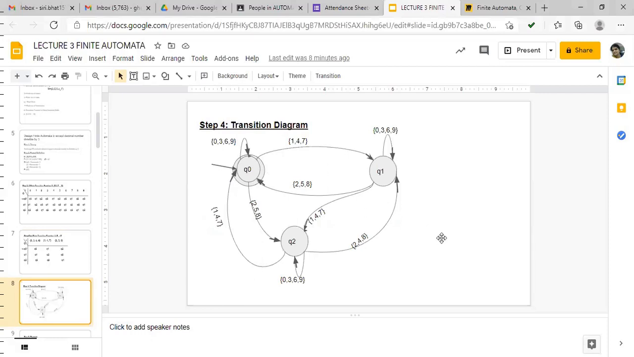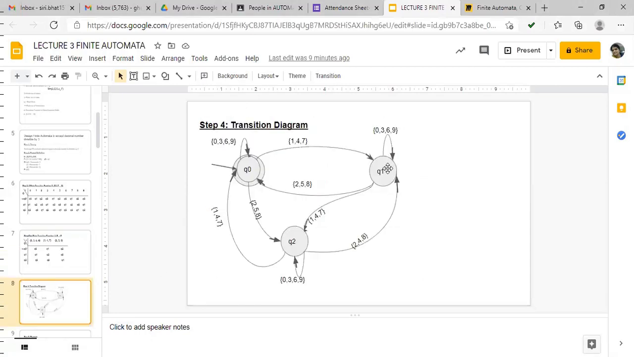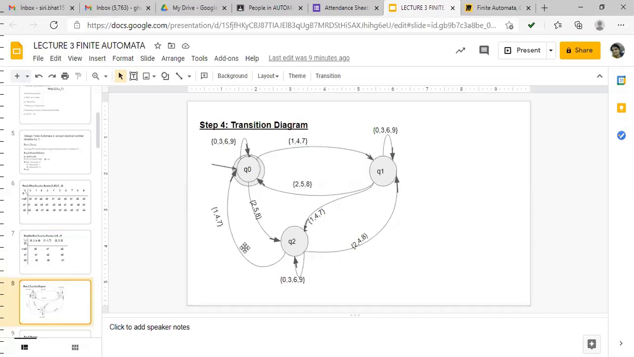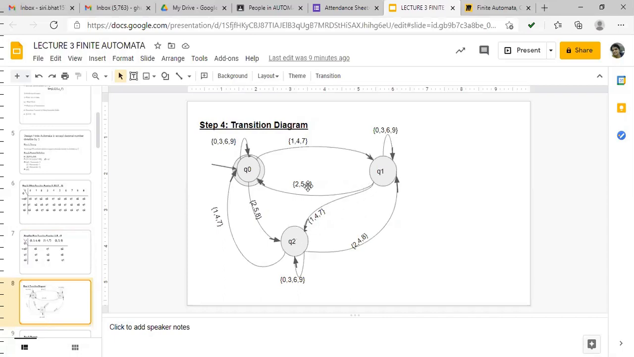Is the transition diagram clear? This is your step 4, the transition diagram. We have to fill all this. Q1 on 0, 3, 6, 9 goes to Q1. Q1 on 1, 4, 7 goes to Q2. Q1 on 2, 5, 8 goes to Q0.